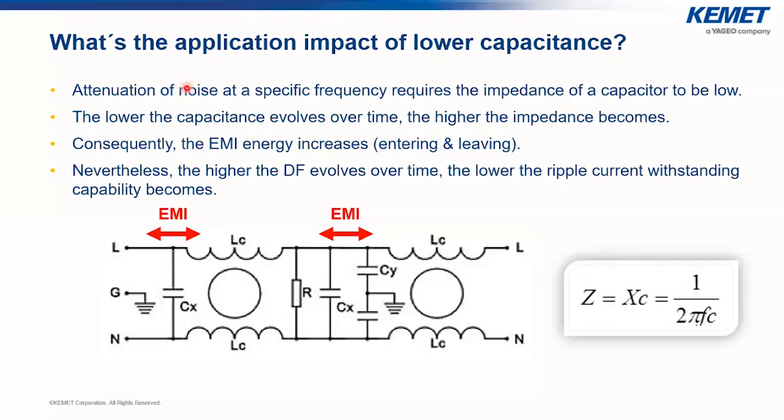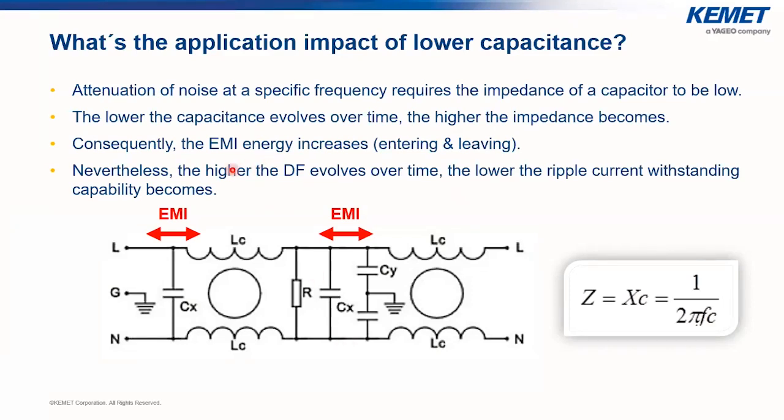As I told you before, attenuation of noise at a specific frequency requires the impedance of a capacitor to be low. But if the capacitance decreases over time, the impedance will become higher. Consequently, the EMI energy that enters and leaves our filter will increase. It means that our filter will start working in a worse way, not like at the beginning of its life.